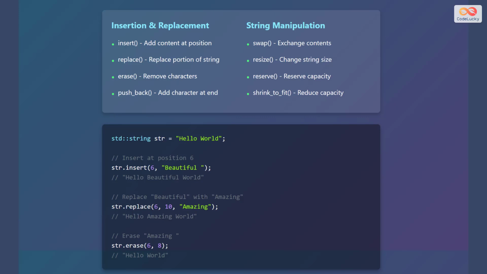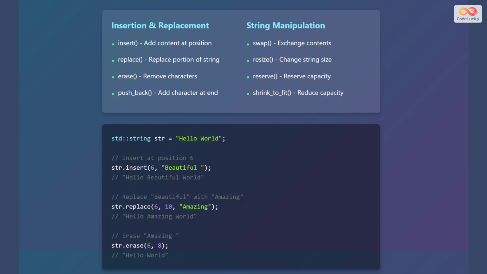C++ strings provide various methods for modifying their content. These include insertion, replacement, and deletion of characters. You can insert content at a specific position, replace a portion of the string with new content, and erase characters from the string. Additionally, you can add characters at the end of the string using push_back. Strings also support manipulation operations like swapping contents with another string, resizing the string, reserving capacity to avoid reallocations, and shrinking to fit to reduce memory usage.